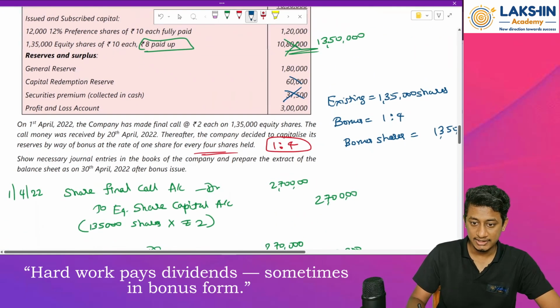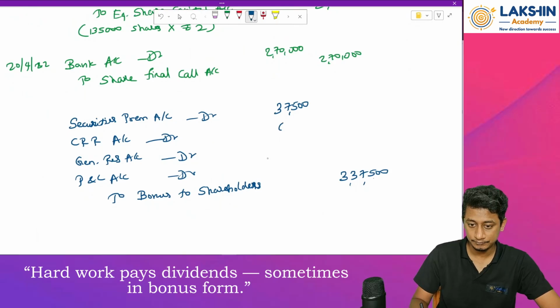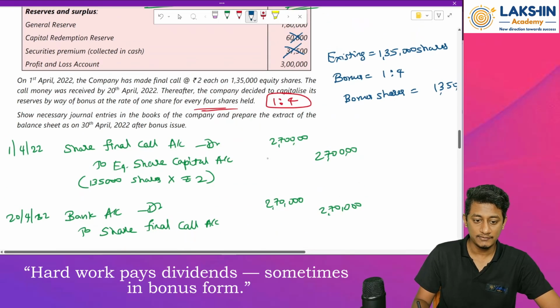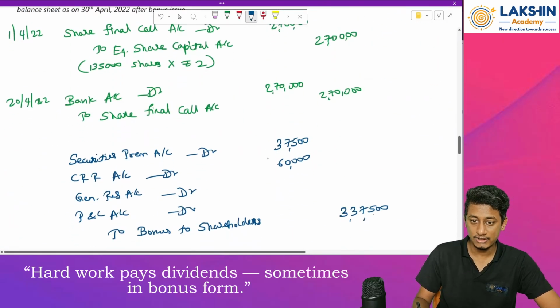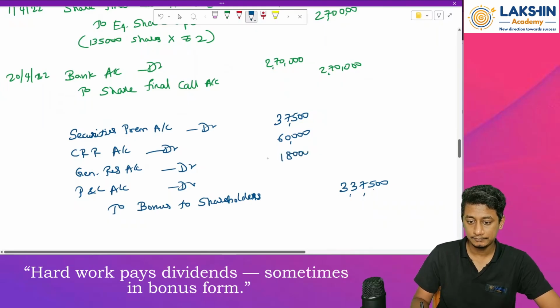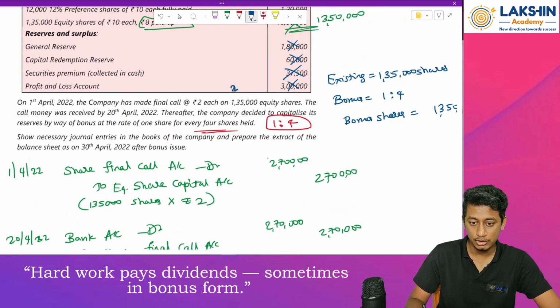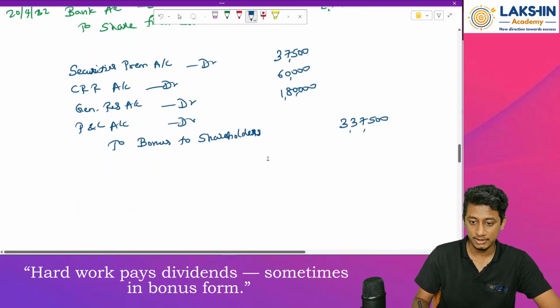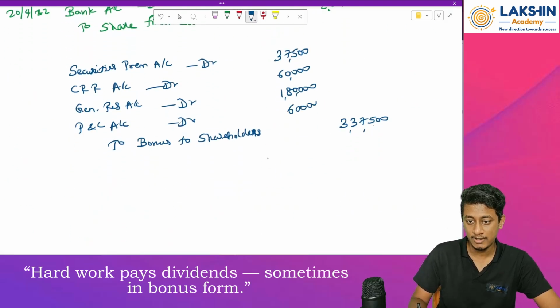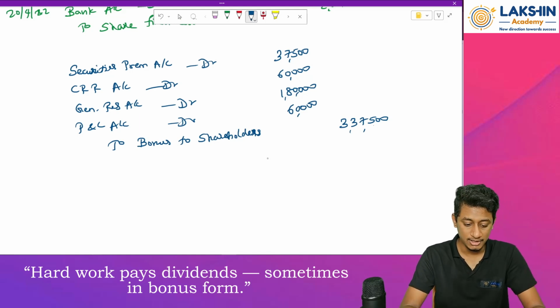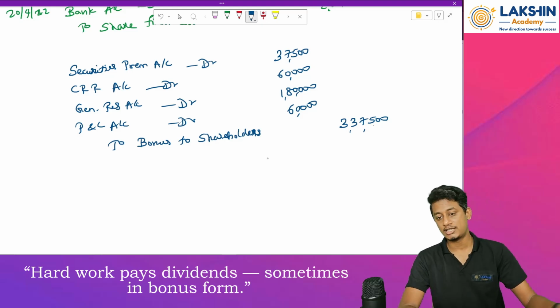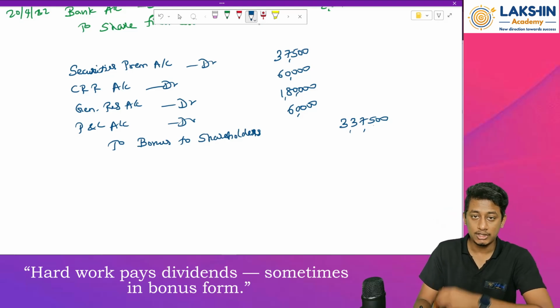CRR 60,000. This is also 0. Then from general reserves, 1,80,000 fully utilized. Then P&L account, how much did I use? Only 60,000. So what is the new balance over here? 2,40,000 is the new balance, right? Because only 60,000 has been used. If you want, you can confirm by adding all the debits. Will it equal credit? 37,500 plus 60,000 plus 1,80,000 plus 60,000 equals 3,37,500. Done? Yes. So now issue the bonus shares.